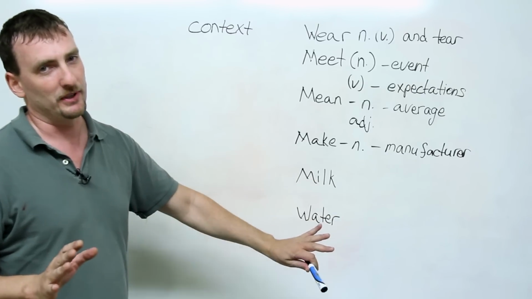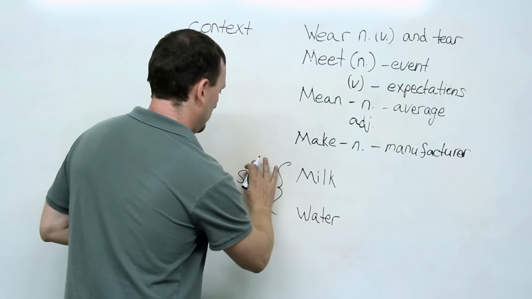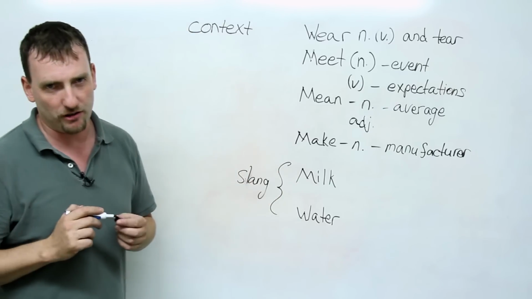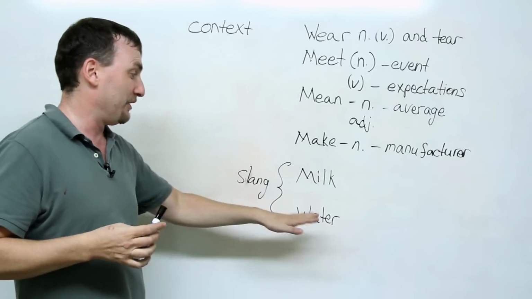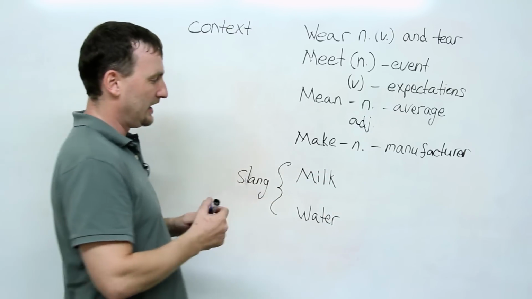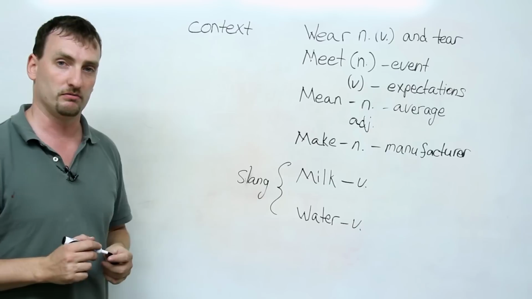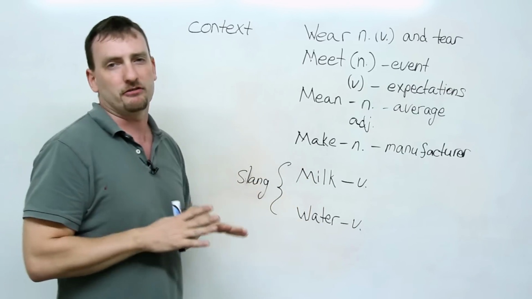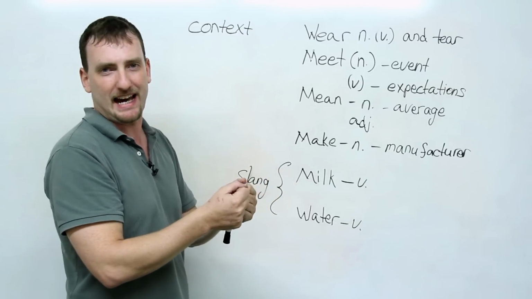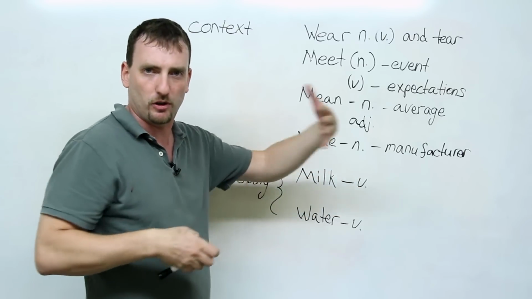Now, these two are funny ones because they're used usually as slang. Milk. Of course, you've all drunk milk. You've all drunk water. These are very delicious drinks, but that's not what we're talking about here. Do you know that milk and water can both be verbs? Now, there's of course the literal meaning of milk. To milk is to milk a cow, to squeeze the milk out of a cow. To water means to pour water over something, over your garden or your lawn.